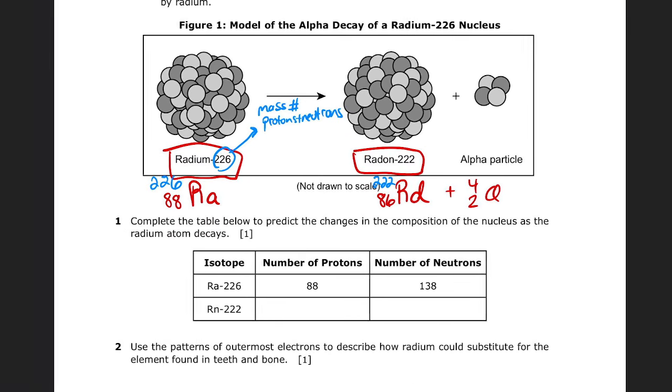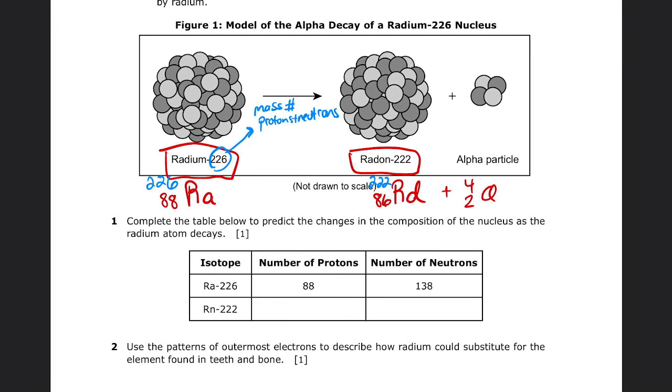All right, so for question number 1, it says complete the table below to predict the changes in the composition of the nucleus as the radium atom decays. So it tells us our number of protons, and it tells us our number of neutrons, which if you're unsure, the number of neutrons is just from doing 226 minus 88. So that's how they're getting 138.